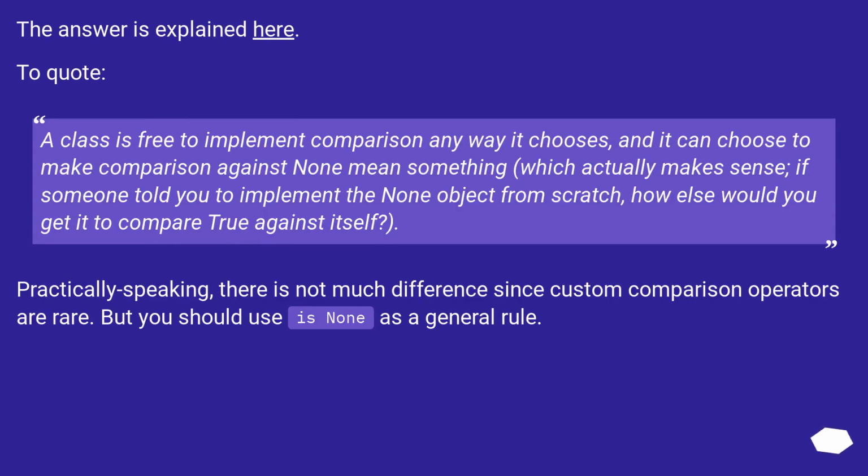The answer is explained here. To quote, "A class is free to implement comparison any way it chooses, and it can choose to make comparison against None mean something, which actually makes sense. If someone told you to implement the None object from scratch, how else would you get it to compare True against itself? Practically speaking, there is not much difference since custom comparison operators are rare. But you should use "is None" as a general rule."